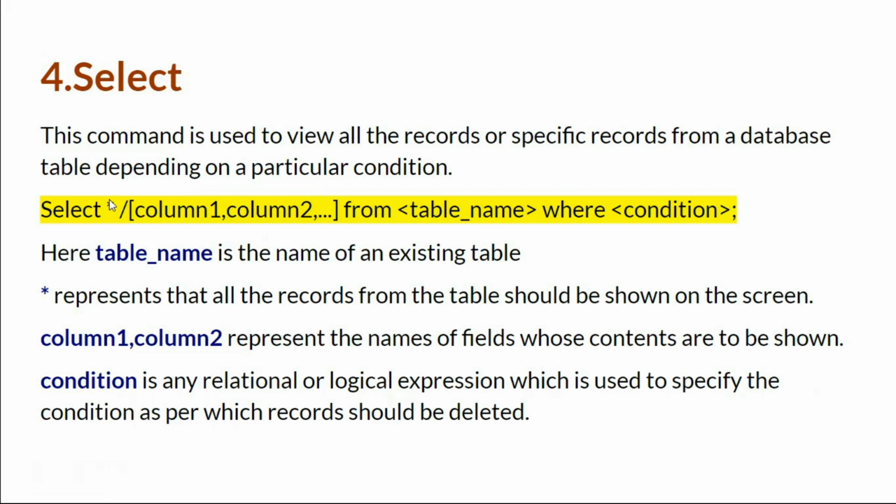So select star means the star denotes all records. Otherwise, if you want a particular column alone, like credit and debit alone, you can give credit comma debit from your table, the one which the bank has maintained on its server. So that table name you have to give, where account number is equal to yours. So this is the syntax of it. Table name is the existing table, star represents all, column name is a particular field which you're going to get, and condition can be any relational or logical expression. So let's see an example.